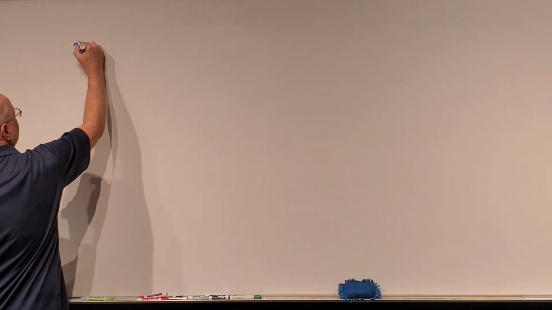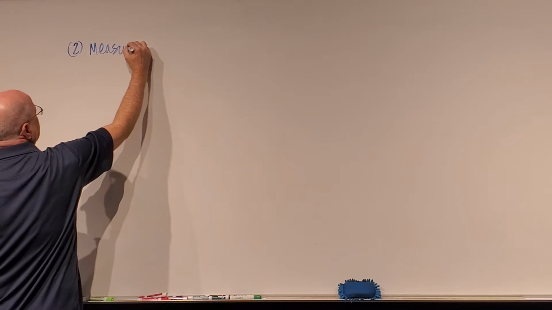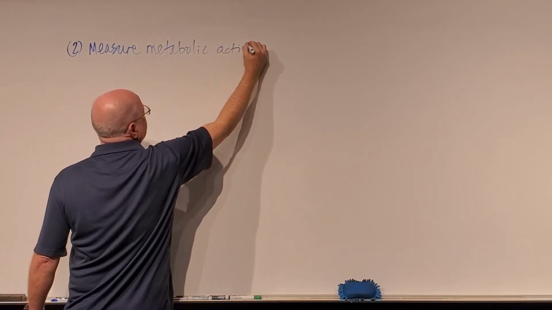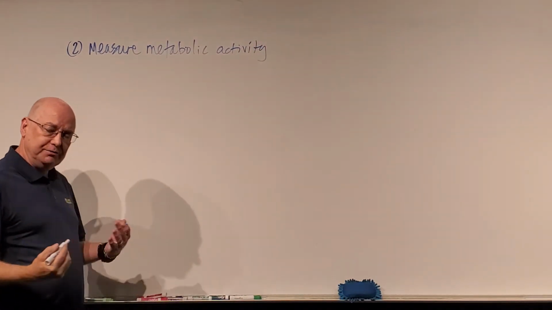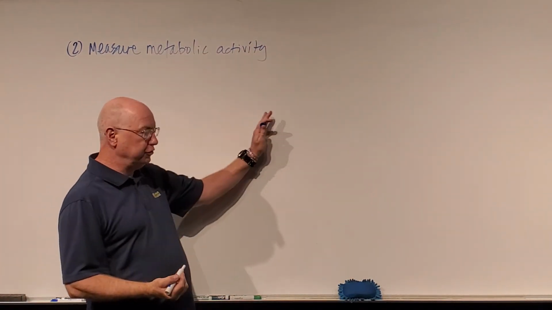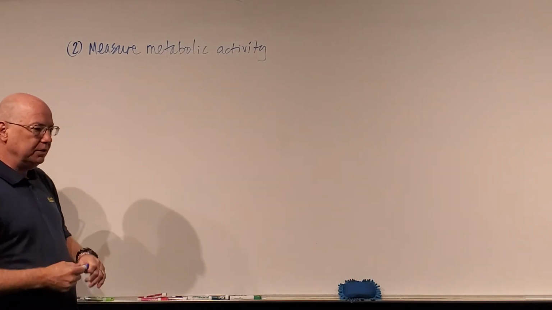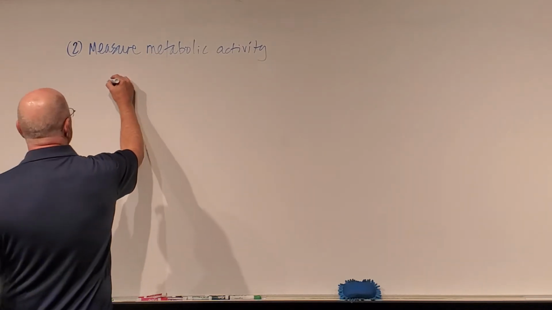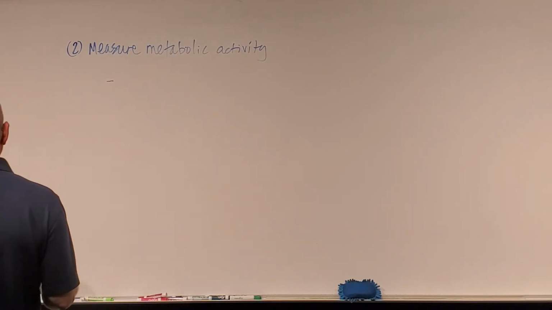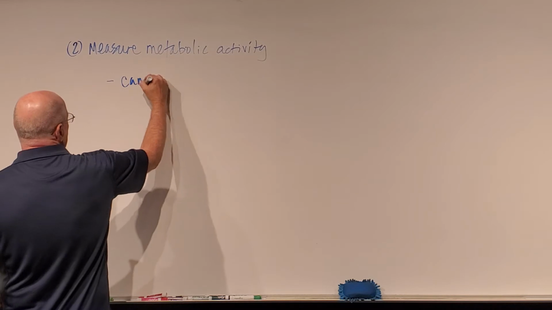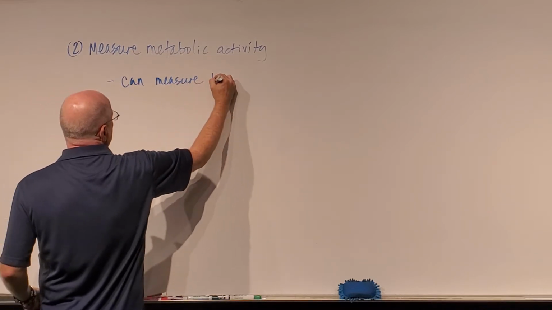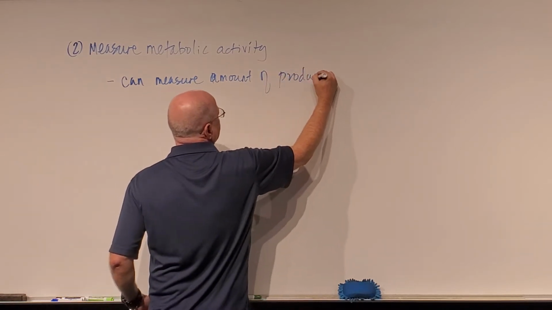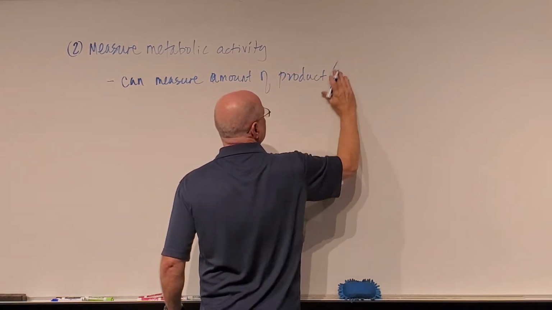So we can measure metabolic activity. Of course, in a chemical reaction in metabolism, we're going to take substrates and turn them into products. And so we can measure how fast they burn up the substrate or how much product is produced. So there's a couple of things that we can check here: we can measure the amount of product or how rapidly the product is produced.